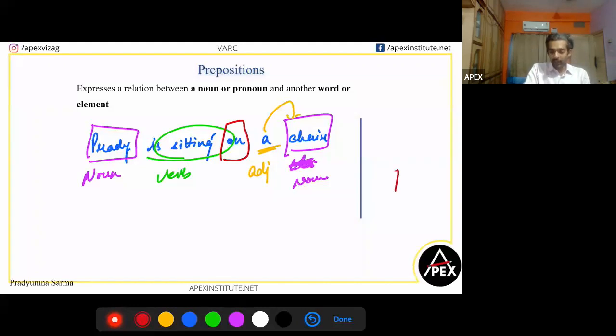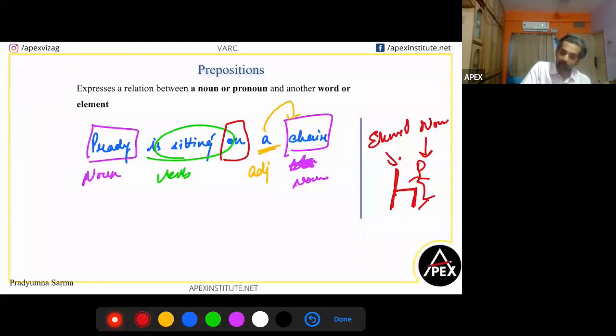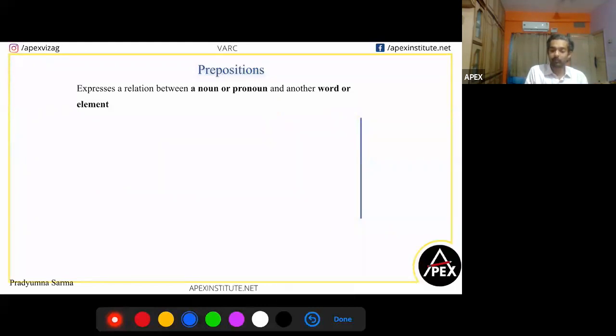So right now I have a chair. Maybe I can say this is a chair. Now let us say that Praddy is over here, and he is sitting like this on this chair. This person is my noun. And this is some element. And I am trying to tell you a relationship between this person and this element, that this person is on this element. You getting it? So any such word becomes a preposition. Are we clear?